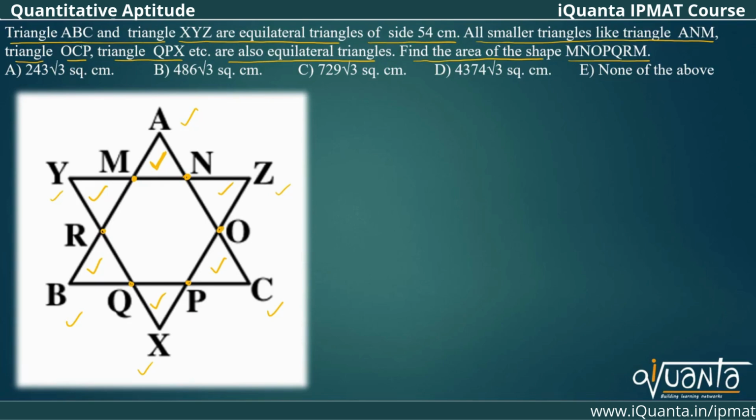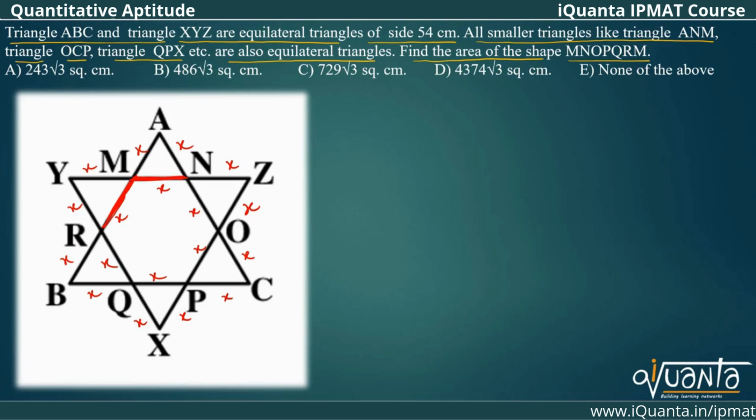So now, since all the triangles are equilateral triangles, let me take this side as X, this will also be X, these will also be equal to X. So all the sides, that means OC, OP, OZ, NZ, AN, AM, they all will be equal to X. And since all these smaller triangles are equilateral triangles, the side MN will also be equal to X, MR, they all will be equal to X. So now we can see that all the sides of this hexagon MNOPQRM are equal, so we can say that it is a regular hexagon.